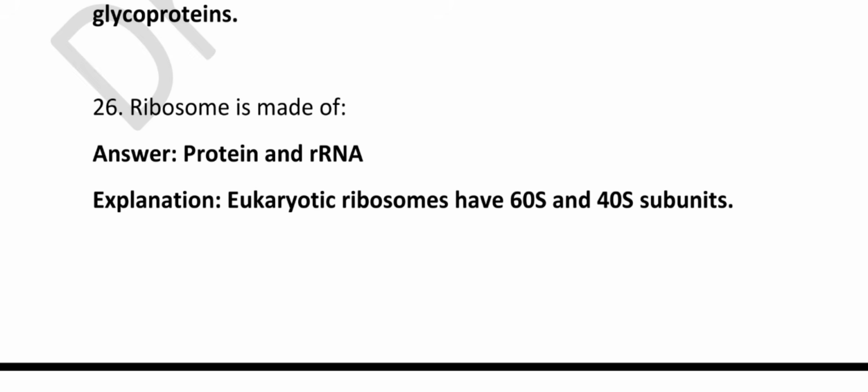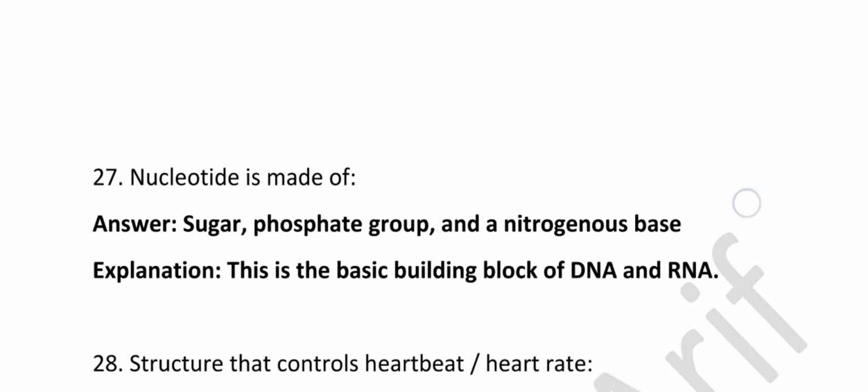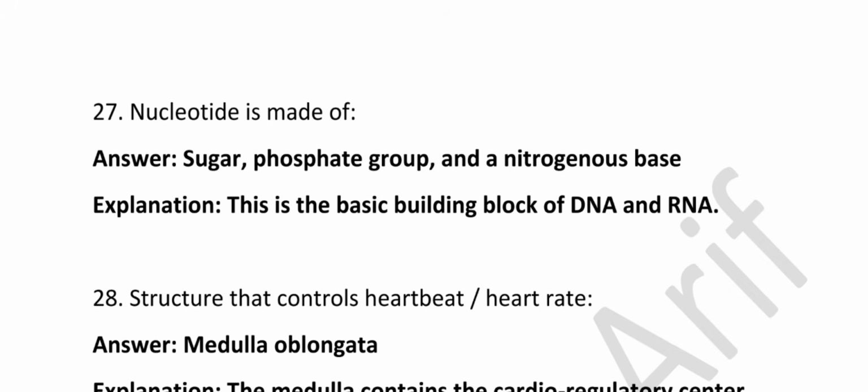Ribosome is made of proteins and ribosomal RNA, and eukaryotic ribosomes have 60S and 40S subunits. Nucleotide is made of sugar, phosphate group, and a nitrogenous base, and these are the basic building blocks of DNA and RNA.